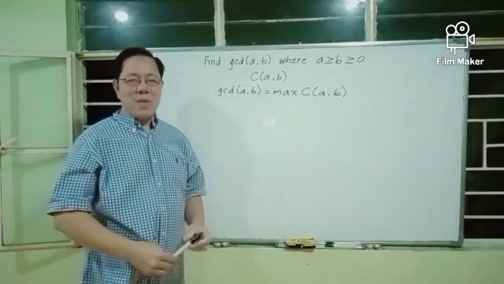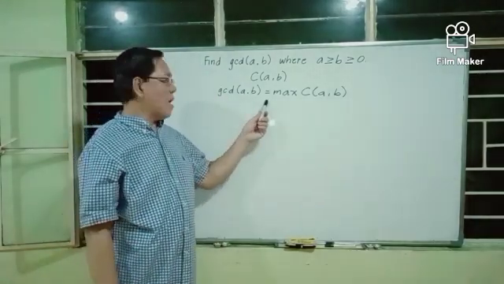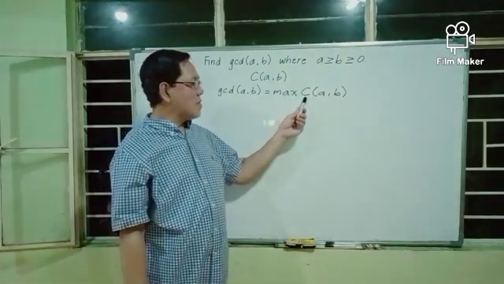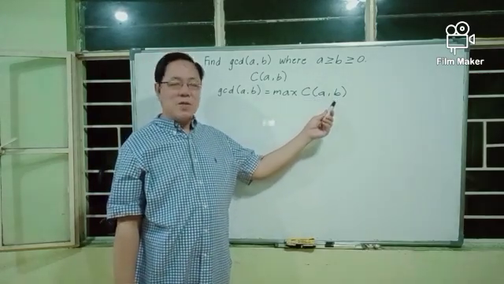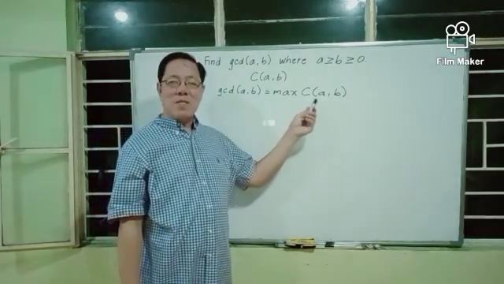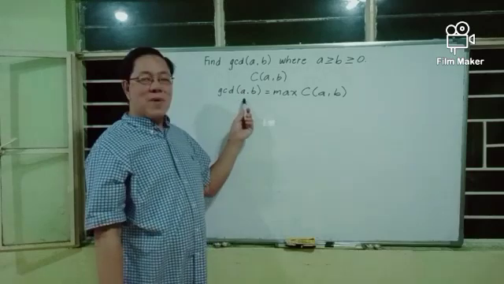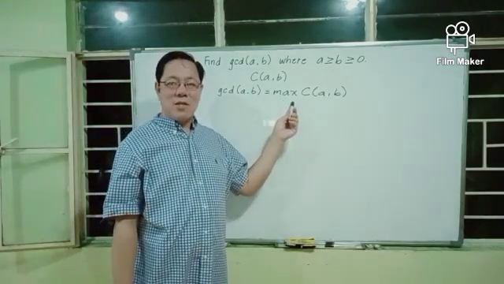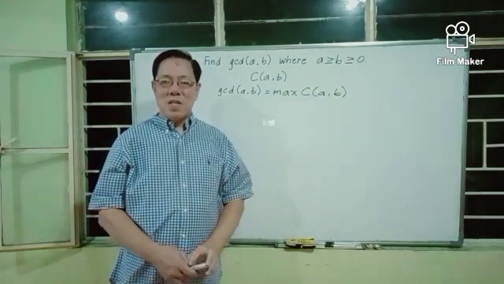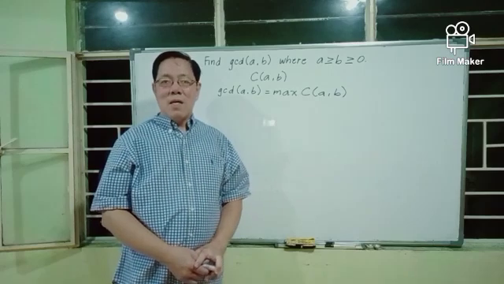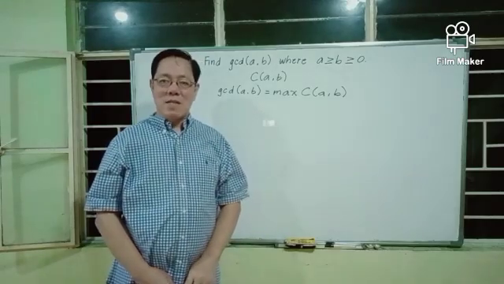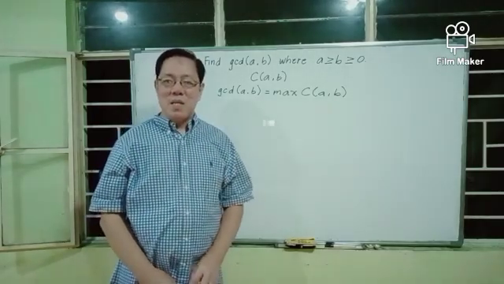Last time we defined briefly the greatest common divisor of a and b as the maximum element among the elements of C of ab, the set of all common divisors of ab. So if GCD of ab equals the maximum of this set, then the greatest common divisor of a and b is the largest integer that divides a and b. And by our definition of divisibility, if d is a common divisor of a and b, then d divides a and d divides b.